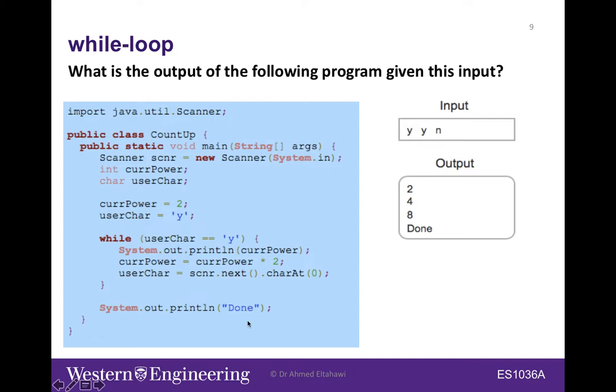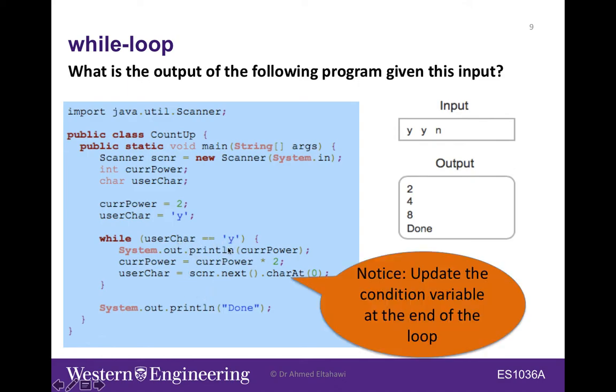And again, what happens if I don't have this line? I will keep inside this loop forever because the user character variable will not be updated. So now please update the condition variable at the end of the loop. This is really, really very important.